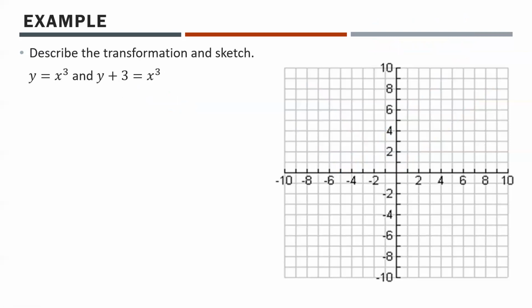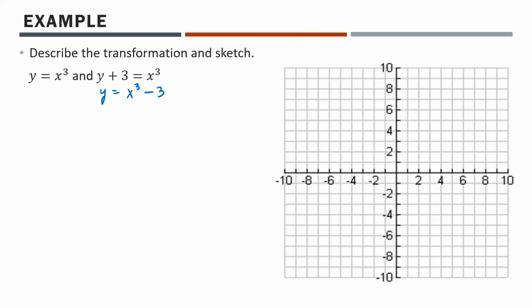All right, next one. Describe the transformation and sketch. We have y equals x cubed and y plus 3 equals x cubed. This one's really weird, y plus 3. Why don't we change that right away before we do anything? This is going to be y equals x cubed minus 3. We always like having y by itself.